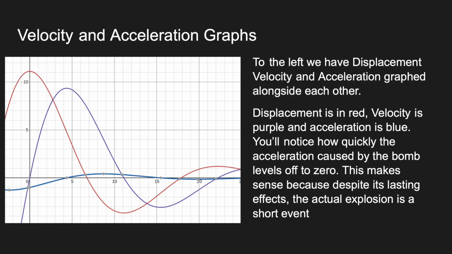Here we have the displacement, velocity, and acceleration functions all graphed alongside each other. Displacement is in red, velocity is purple, and acceleration is blue. You'll notice how quickly the acceleration caused by the bomb levels off to 0. This makes sense because, despite its lasting effects, the explosion is actually a pretty short event.